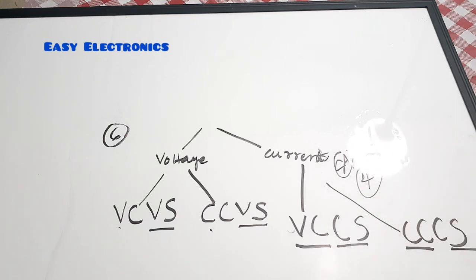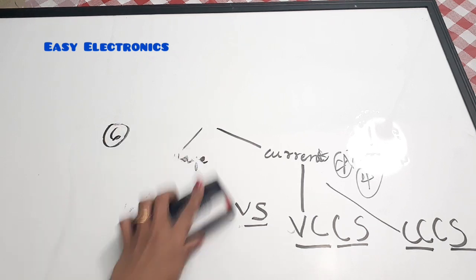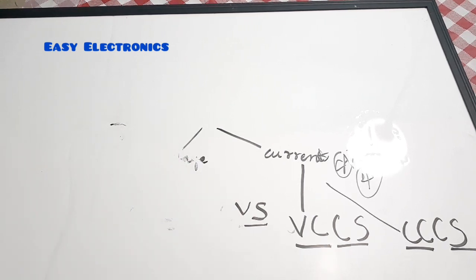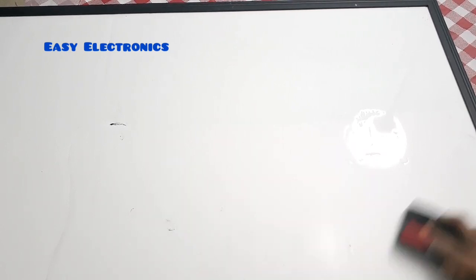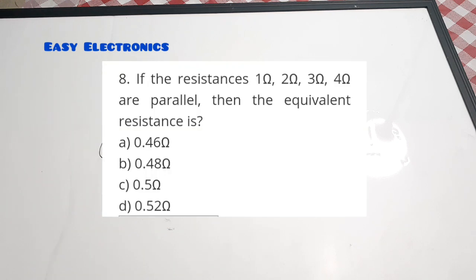Okay. Now moving on to the 7th question. The 7th question is actually a numerical question. It is from the simple resistance connection numerical. Okay. Now I'll read out the question for you. You can see the question on board. Question number 7. If the resistances 1 ohm, 2 ohm, 3 ohm, 4 ohm are parallel, then the equivalent resistance is dash. You just have to apply the formula and find the result.